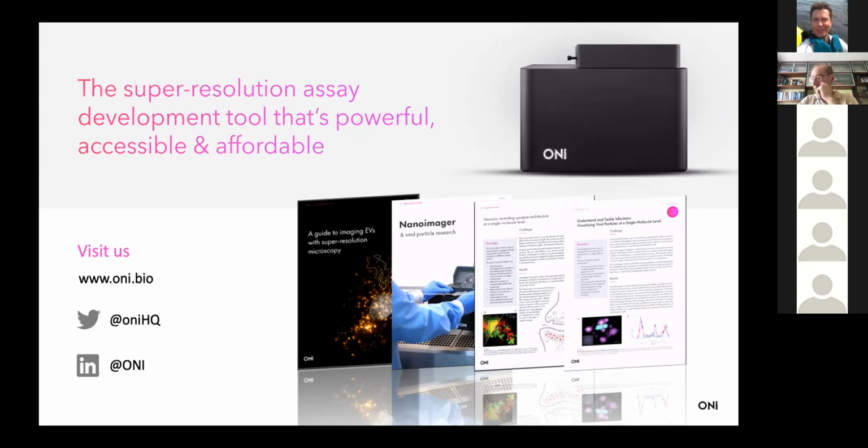So, without much more from me, and the moment that I guess we've all been waiting for, Rebecca is going to operate the NanoImager in Oxford from her room in California.